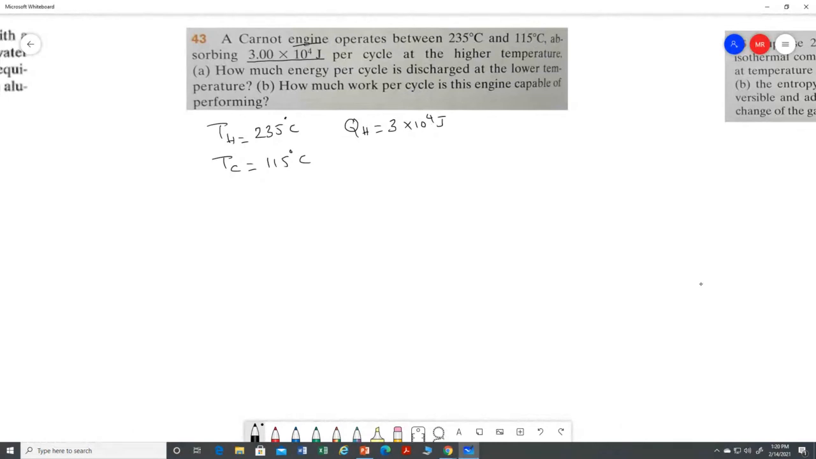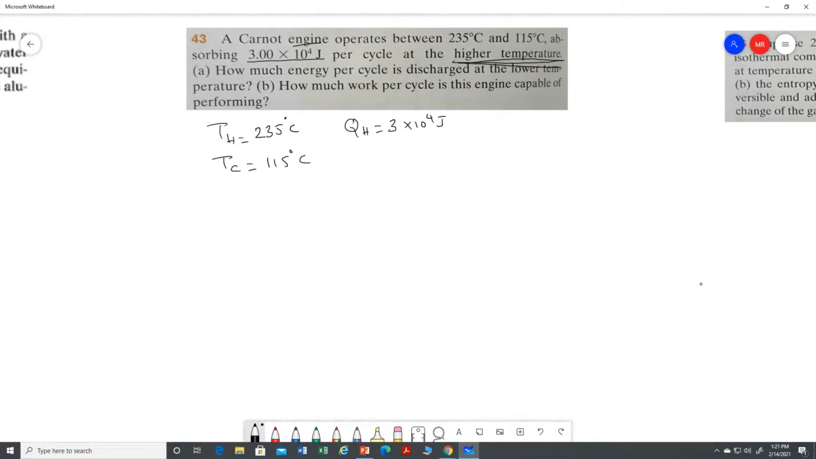Am I right or not? Yes. You can see they clearly mention the higher temperature. That means the energy from the higher temperature is nothing but QH. Am I right? Yes.